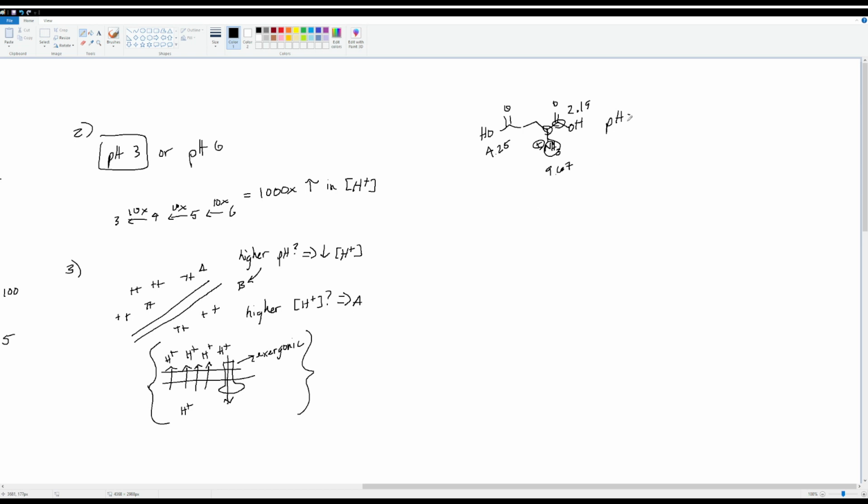Okay, so the pH for this, let's see. We have a carboxyl group that is deprotonated. Sorry, protonated. Oh my God. A carboxyl group that's protonated. For this to be protonated, what must be true of my pH if my pKa is 4.25?